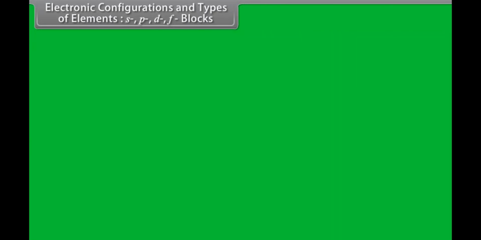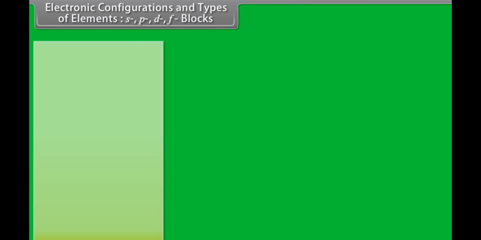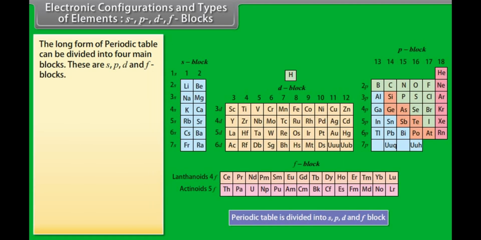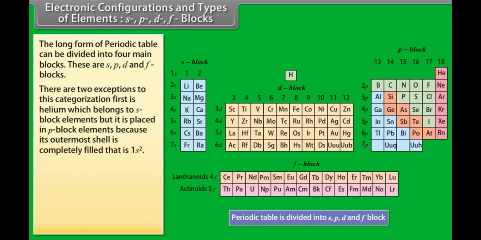Electronic configurations and types of elements. s, p, d, f blocks. The long form of the periodic table can be divided into four main blocks. These are s, p, d and f blocks. There are two exceptions to this categorization.